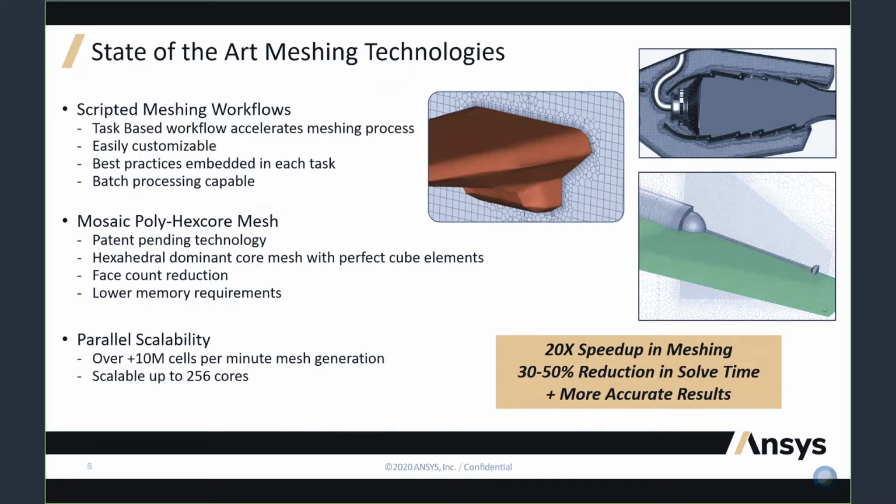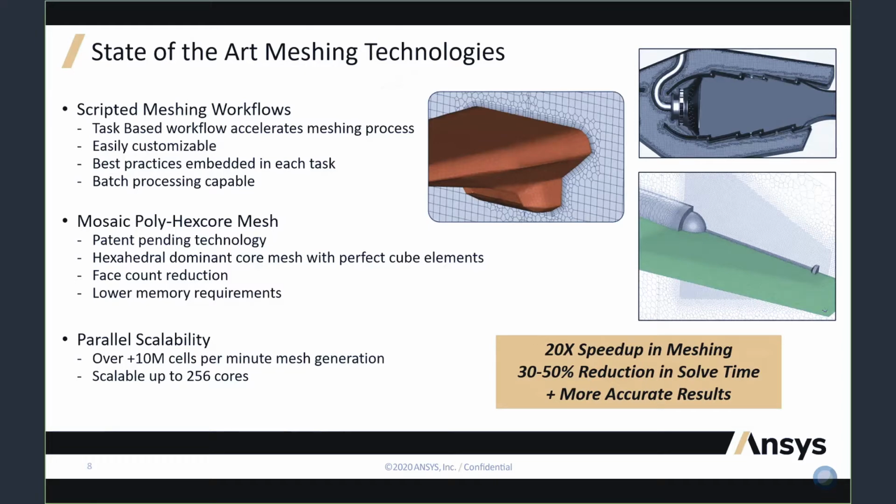So I'm going to be talking about some of the state-of-the-art meshing technologies that we have recently incorporated in some of the recent releases of ANSYS. The first of them is scripted meshing workflows. We have incorporated a task-based workflow that accelerates the meshing process. This is completely customizable and scripted. Once you develop the optimization loop in the script, it's a completely hands-off approach, and it generates a very complex and very high-quality mesh. You can embed all the best practices for each task. Once you develop the workflow, it can be deployed across different organizations or groups, and you can have a completely hands-off approach to generating a mesh. It can also be processed in batch, so it can be completely transparent, and it really takes the guesswork out of meshing.